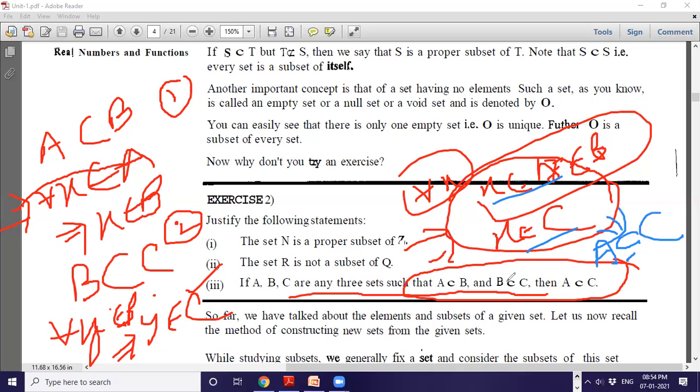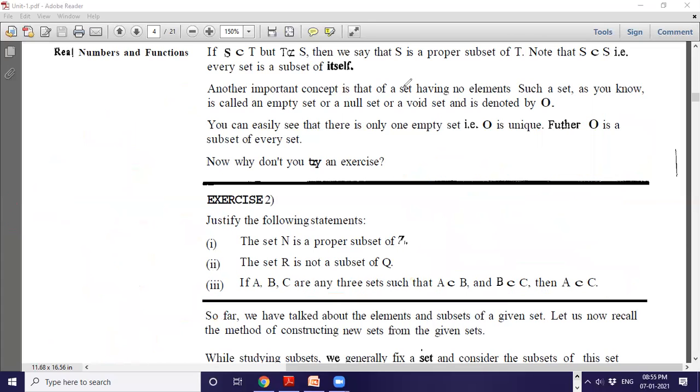That's what we have to prove. So just we have to prove it. ठीक है? कोई confusion नहीं? So that's how we can justify this type of questions or statements. Right? Okay.